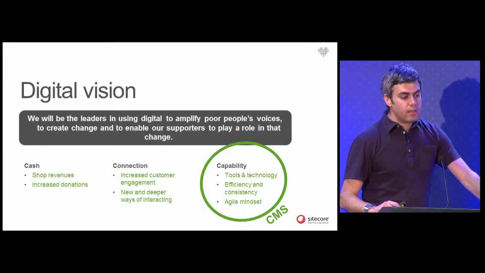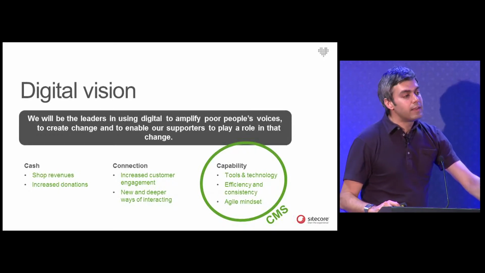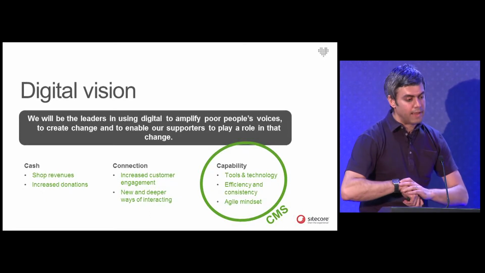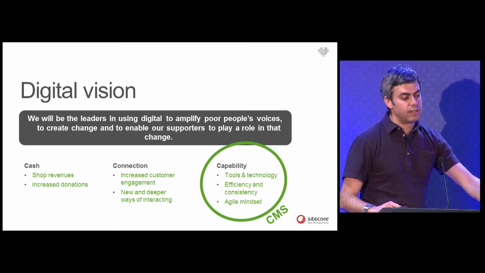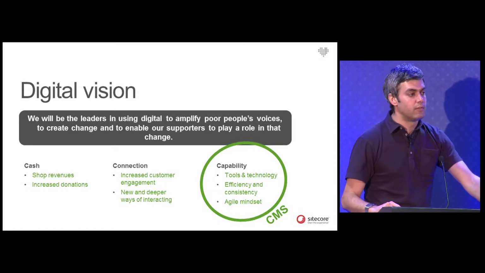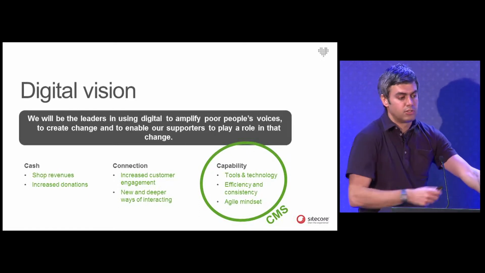So we start with Oxfam's digital vision. When looking at what their overall objectives were from a digital perspective, the role of digital really was, as I say, to amplify the voice of the poor, to enable supporters to play a part in that change. And from Oxfam's perspective, that translated to three areas: to increase their revenue and money generation through their shops. I'll talk a bit about the shops later, but they have about 700 shops nationwide, and then the online shop revenue as well.